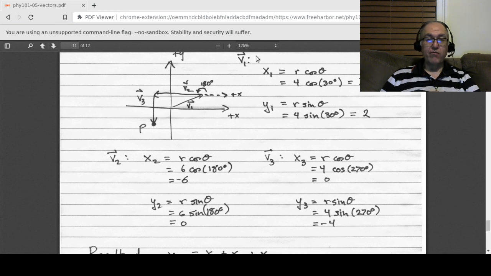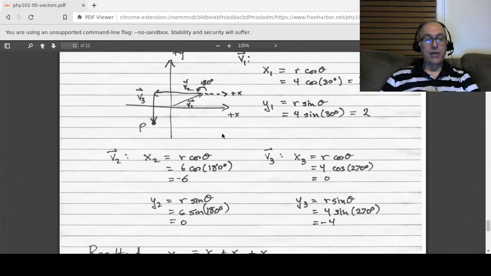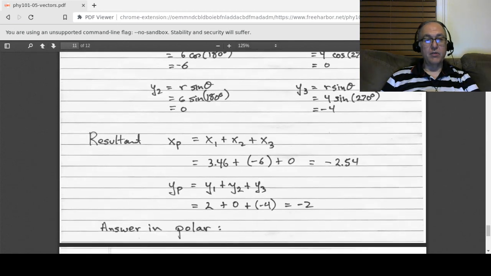So I converted all 3 vectors into their x and y components. Why did I do that? Because to add the vectors, I need the x and y components. Now that I have them, to get the x component of my final position, I just add up the x components of the first vector, the second vector, and the third vector, taking the numbers above and adding them together. That gives me a resultant x component of -2.54 meters.